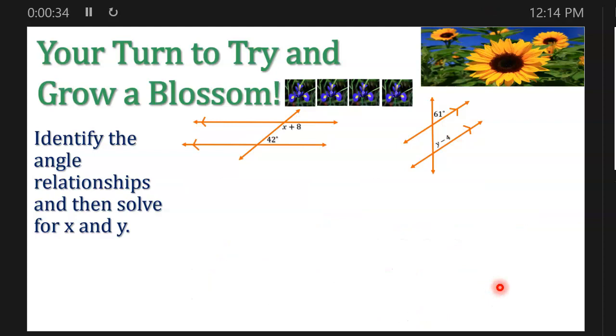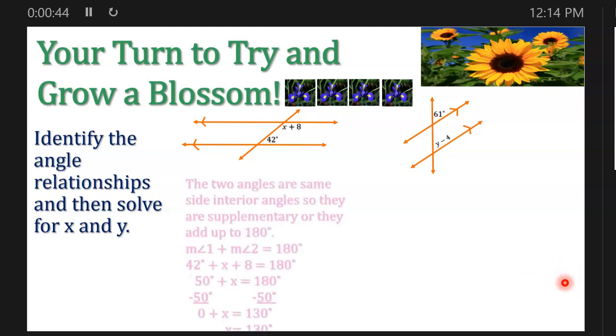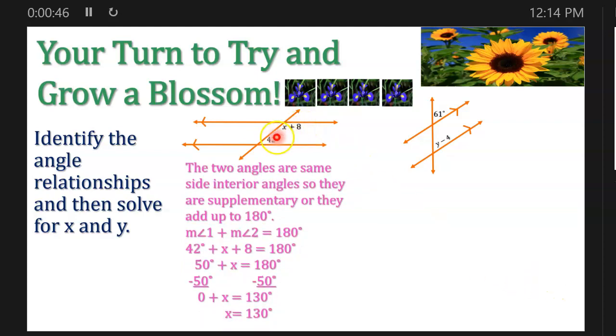All right, fourth blossom, identify the angle relationships and then solve for x and y. So pause. 1, 2, 3. First one, the two angles are same side interior angles because they're inside those parallel lines. So they are supplementary. So we're going to add them together, make them equal to 180, solve the equation for x, and x is going to end up being 130.